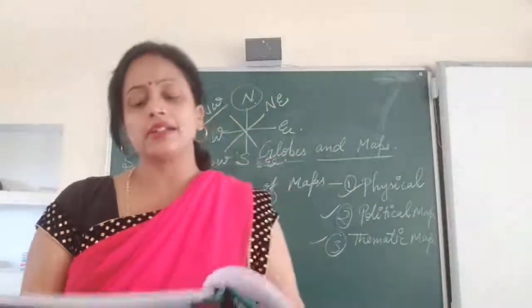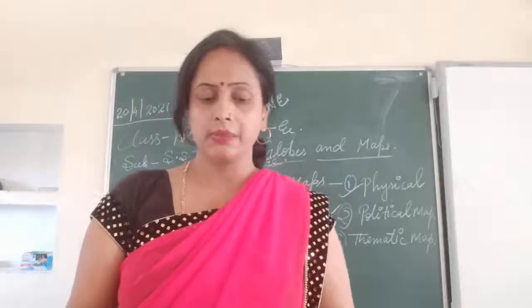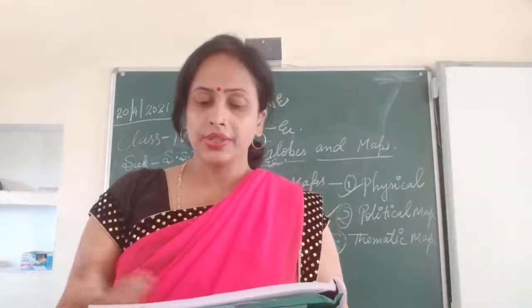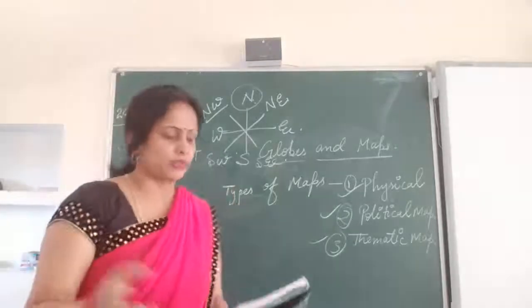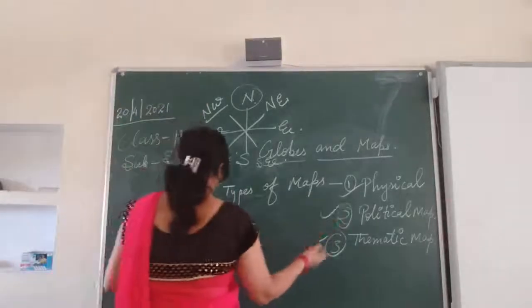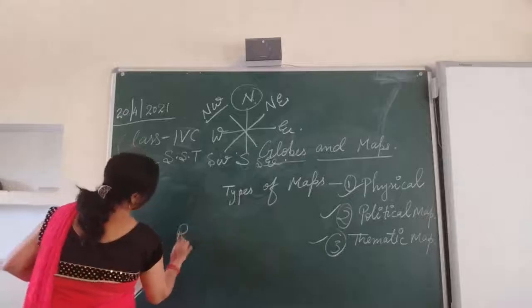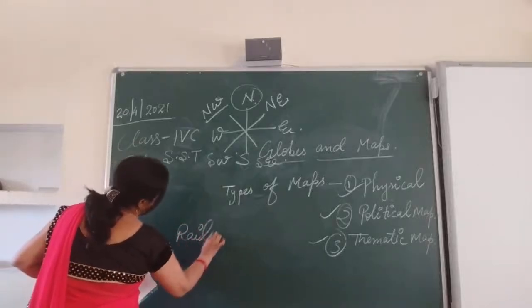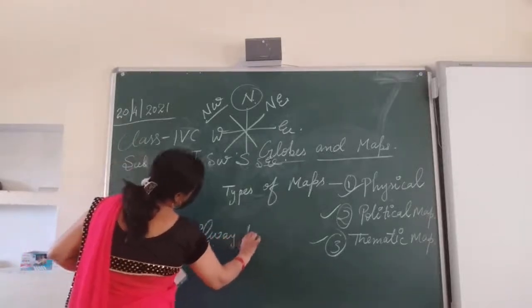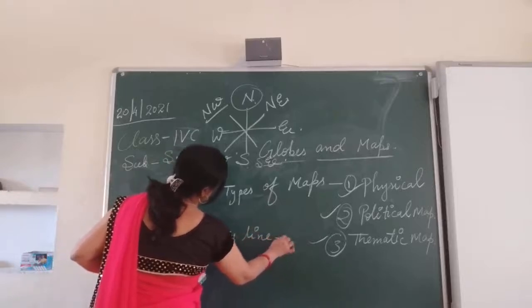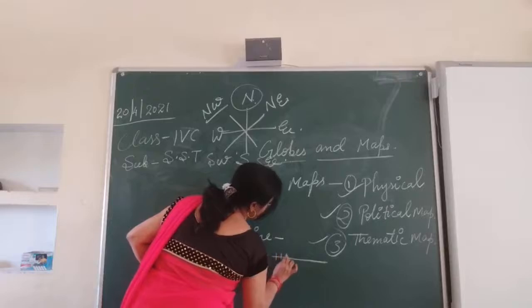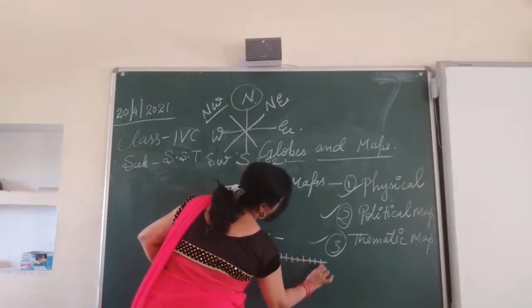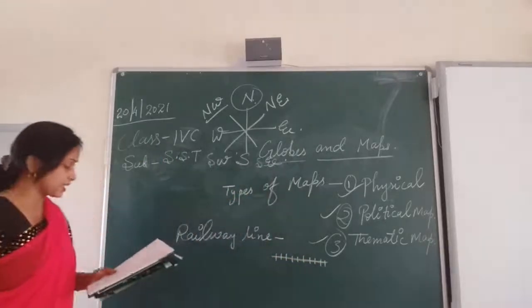conventional signs, which are important to know. Here the hospital, rivers, and all. Okay. So I am giving you an example. Suppose the symbol for a railway line. What is the symbol for the railway line? If you want to know the symbol of the railway line, how do you make it? The symbol is this, right? This is the symbol of the railway line. Like this you have to make a symbol.